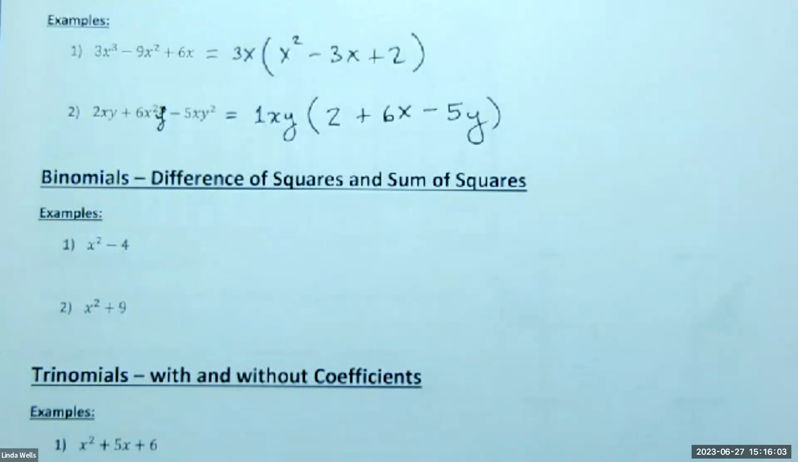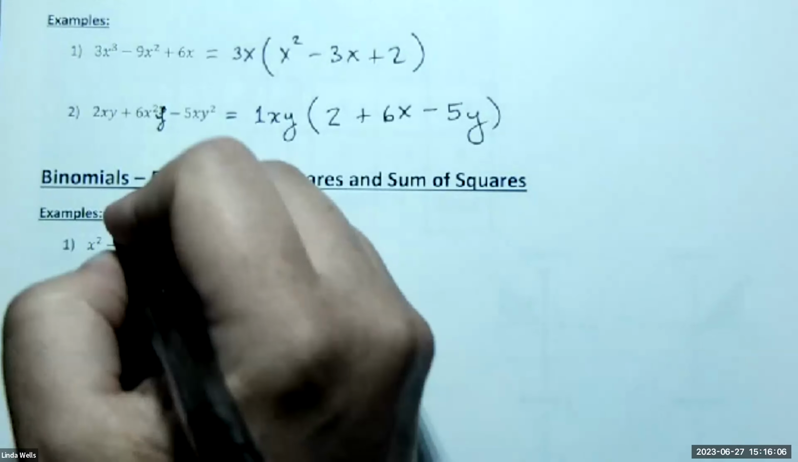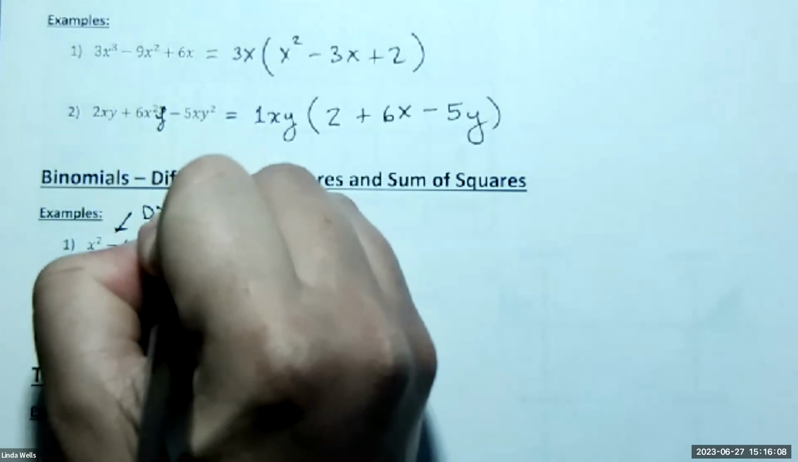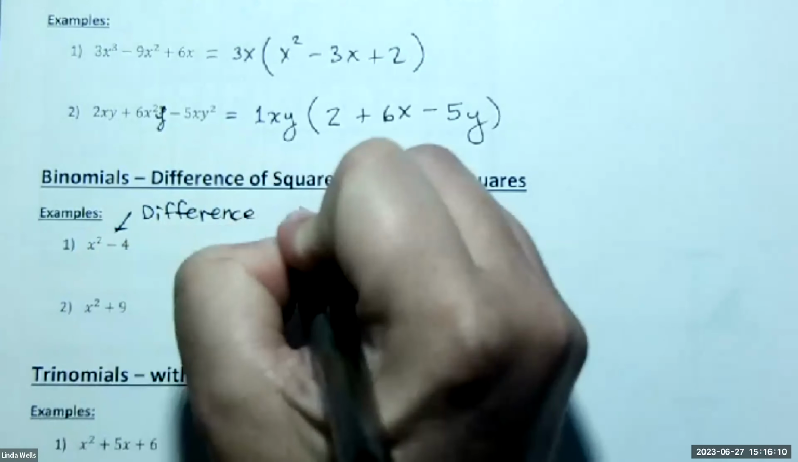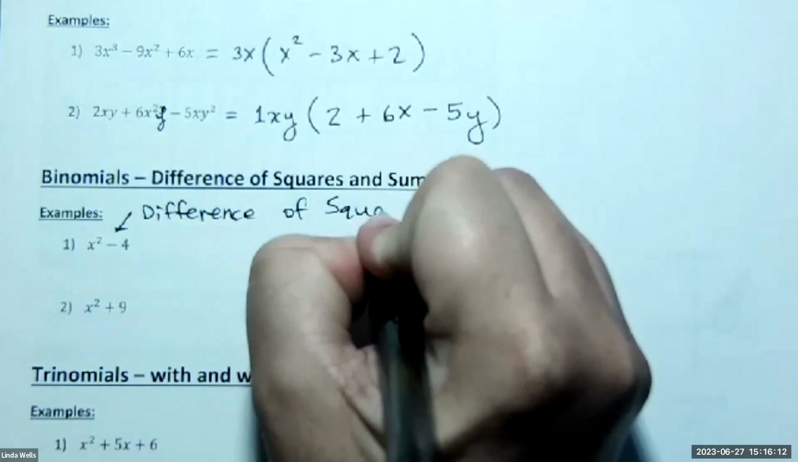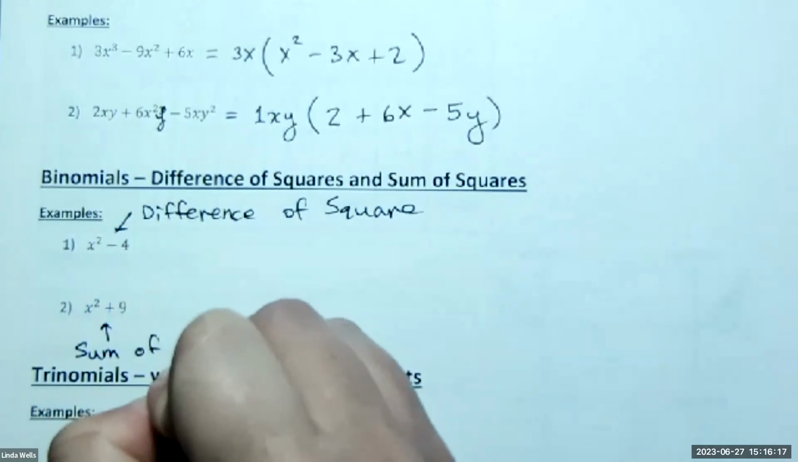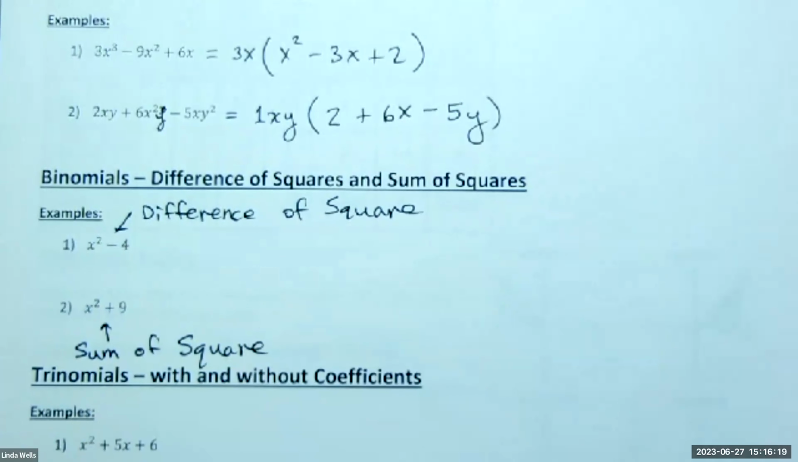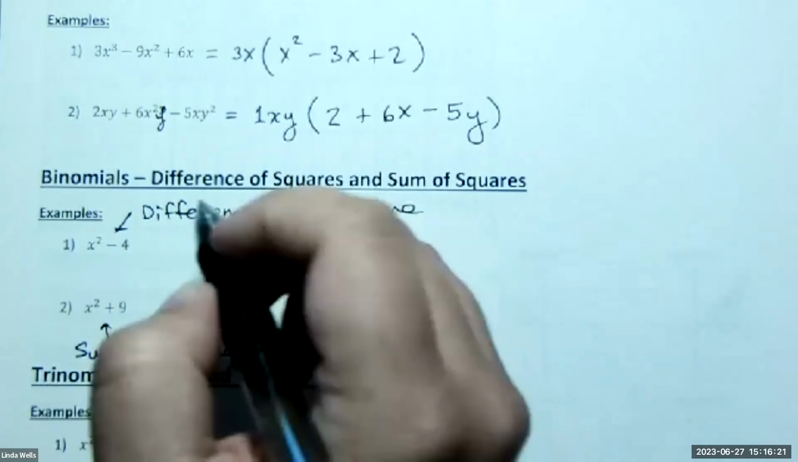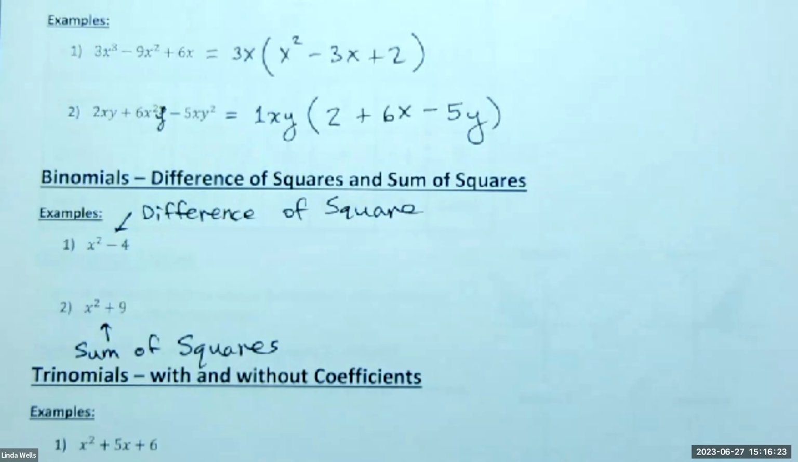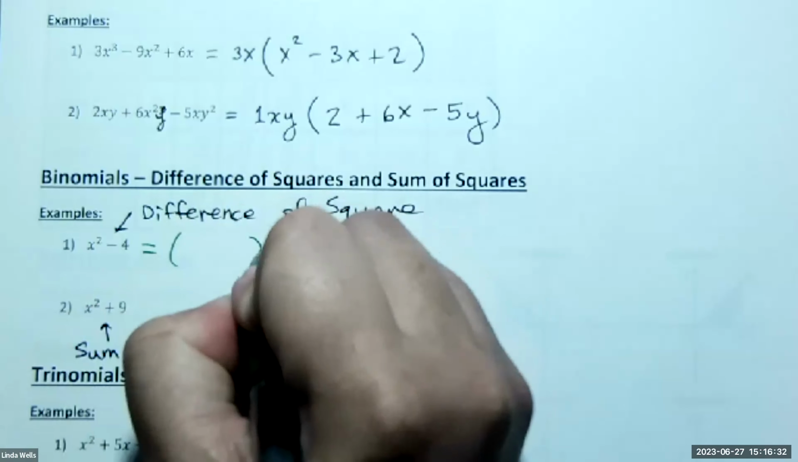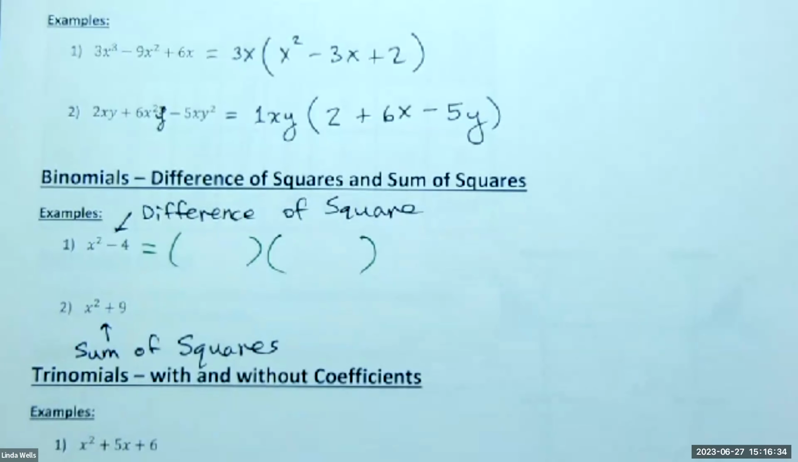X squared minus 4. It's called a difference of squares, if you've ever heard that before. That's this one here. And this one at the bottom is called a sum of squares. The name goes with the sign in the middle. So x squared minus 4. Does anybody remember how to factor when you have a difference of squares? Good. It's 2 parentheses. And the insides are basically the same.